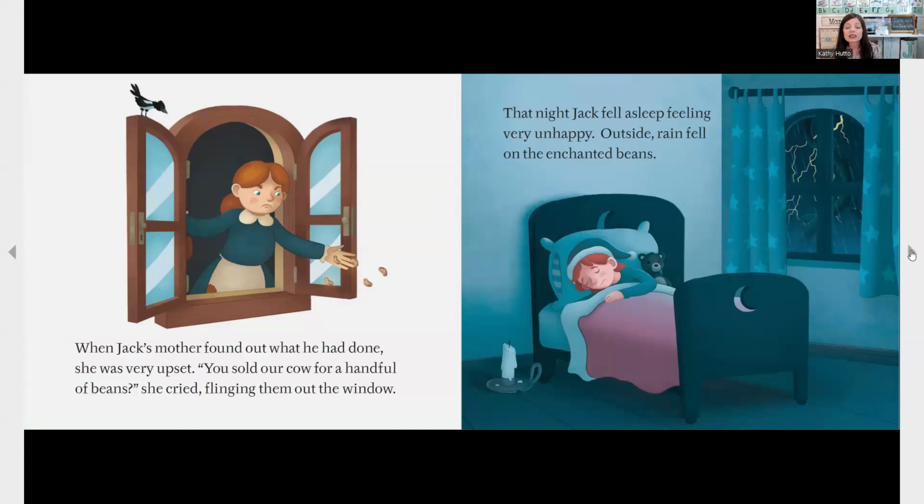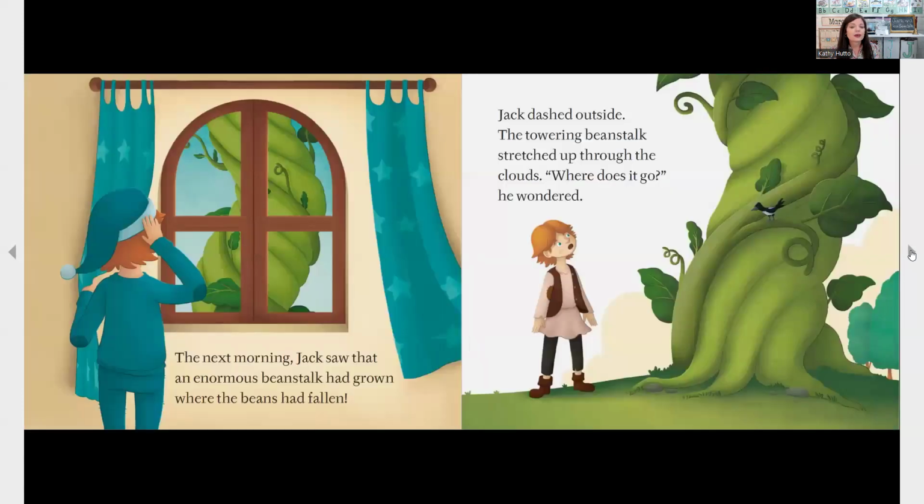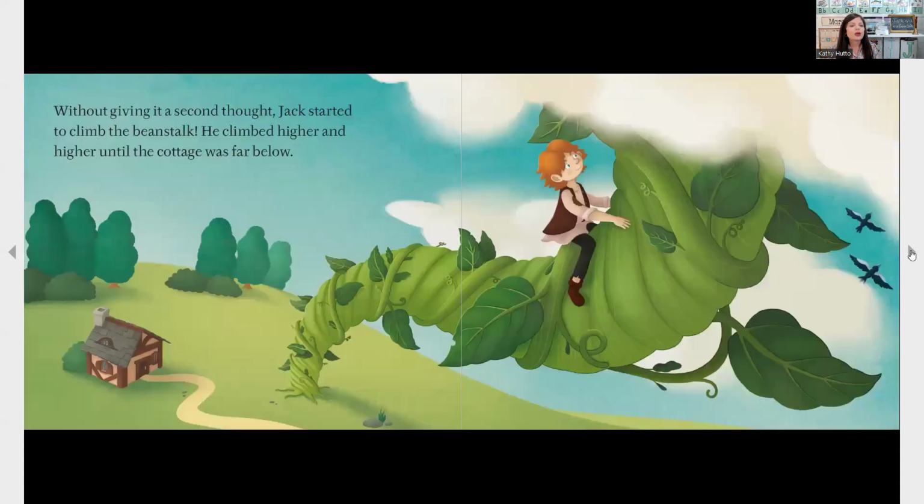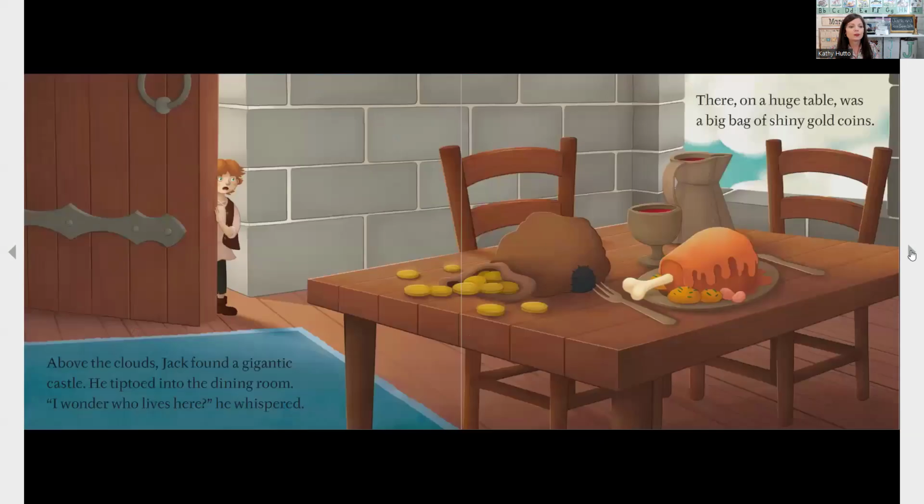That night, Jack fell asleep feeling very unhappy. Outside, rain fell on the beans. The next morning, Jack saw that an enormous beanstalk had grown where the beans had fallen. Jack dashed outside. The towering beanstalk stretched up through the clouds. "Where does it go?" he wondered. Without giving it a second thought, Jack started to climb the beanstalk. He climbed higher and higher until the cottage was far below.